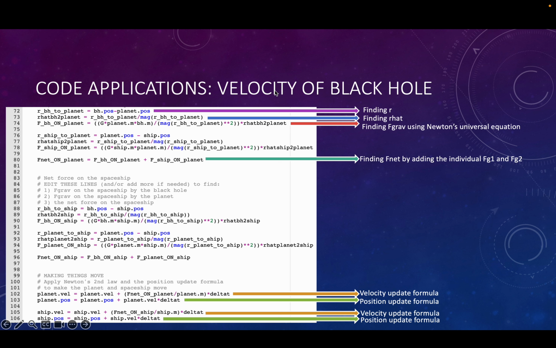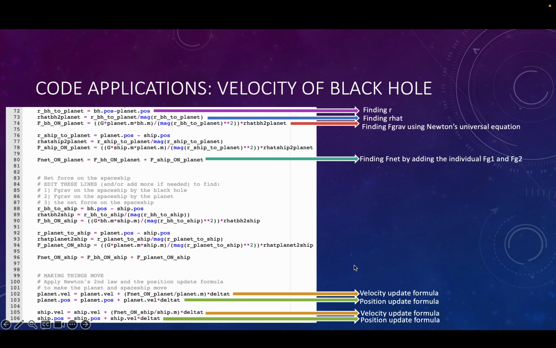And then here is the code application for the velocity of the ship. On line 72 we're finding r, on line 73 we're finding r hat, and on line 74 we're finding F grav using Newton's universal equation for the force of the black hole on the planet. And then down here on line 80 we're finding the F net on the planet by adding the force of the black hole on the planet and the force of the ship on the planet.